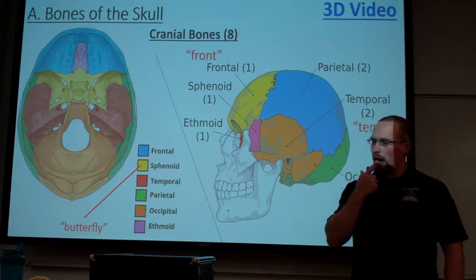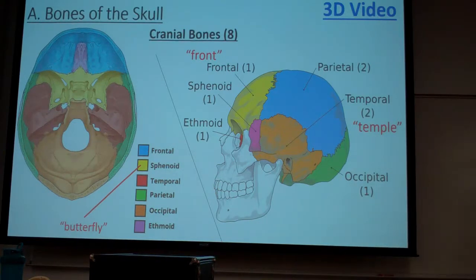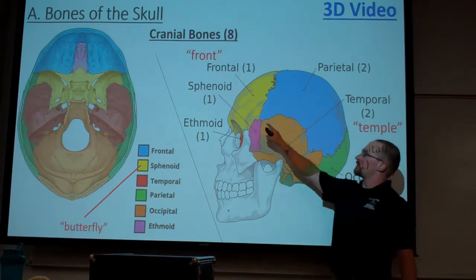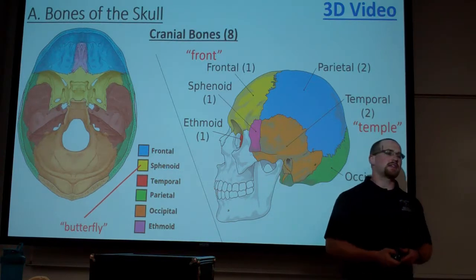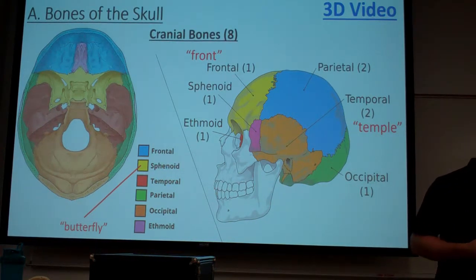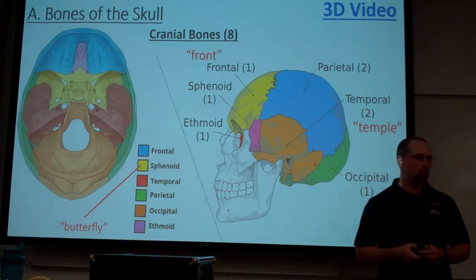Start with bones of the skull. We've got quite a few of them. Starting in the front, big old forehead bone, that's our frontal bone. Forehead, letter F, frontal bone.